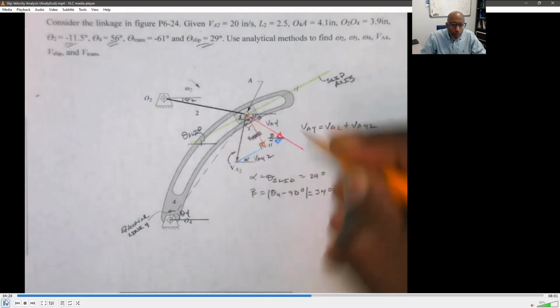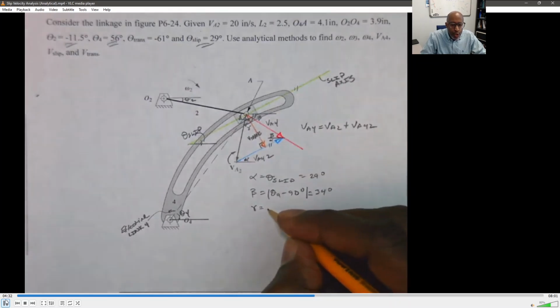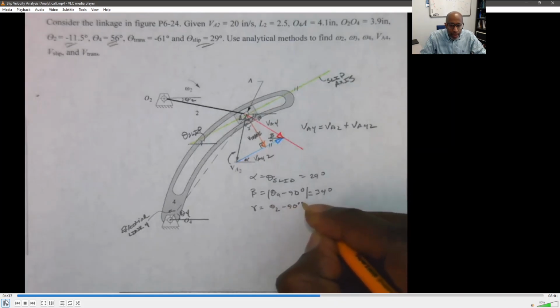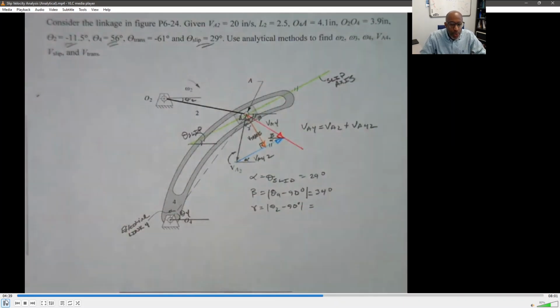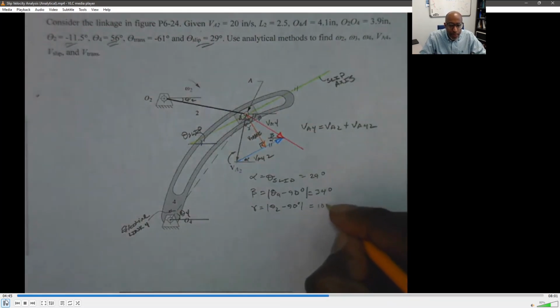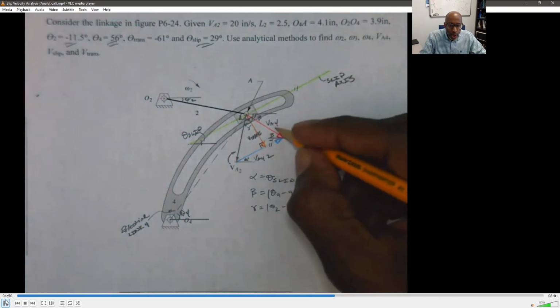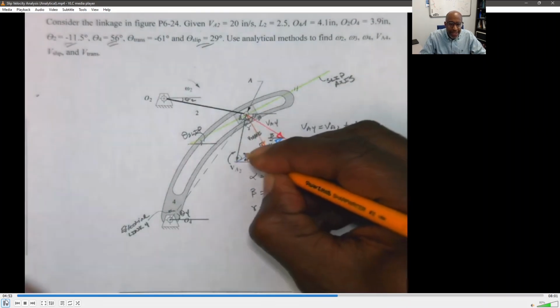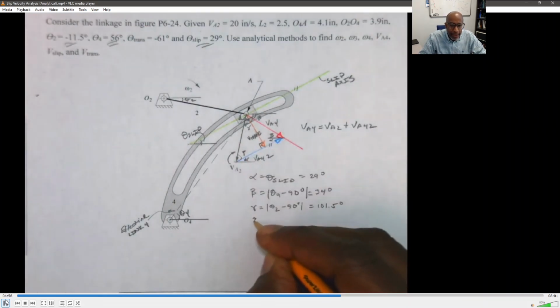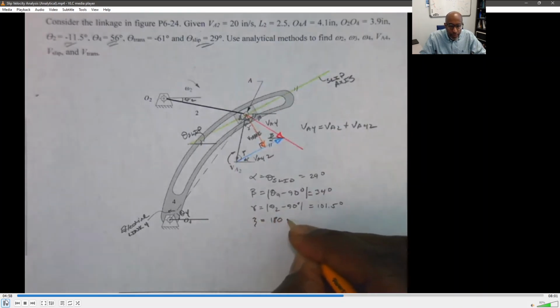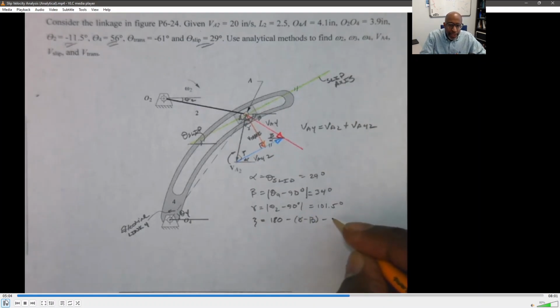Now all the way over to VA2, that's an angle that we're going to label gamma. Since this VA2 is perpendicular to length 2, it's either theta 2 plus 90 or theta 2 minus 90. And in this case, it's going down in that fashion, so it's theta 2 minus 90, or 101.5 degrees. That makes sense, right? Because that gamma is bigger than 90. And here we have a sigma. And the sigma is the last angle in that triangle.